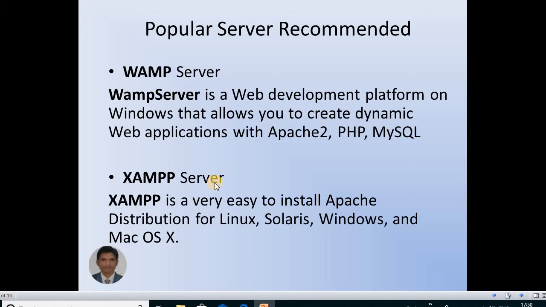WAMP server is a Windows-based web server. It is a web development platform on Windows that allows you to create dynamic web applications with Apache 2, PHP and MySQL. It is a complete package of these three things, and it is specially used on the Windows platform. XAMPP server is another server. It is used on most platforms, for example Windows, Linux, Sun Solaris and macOS.